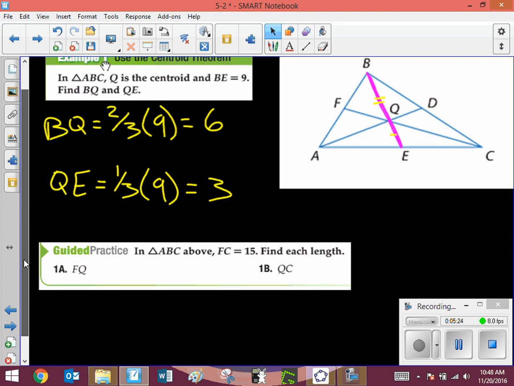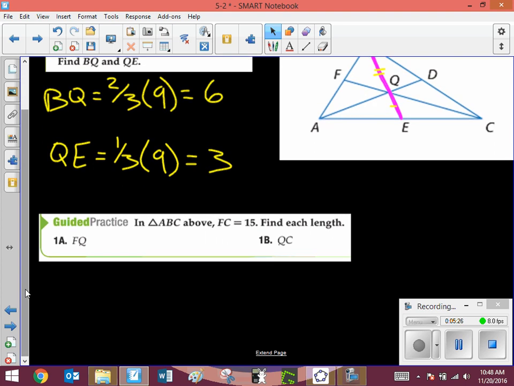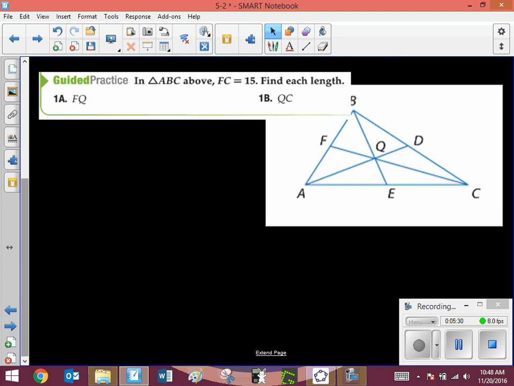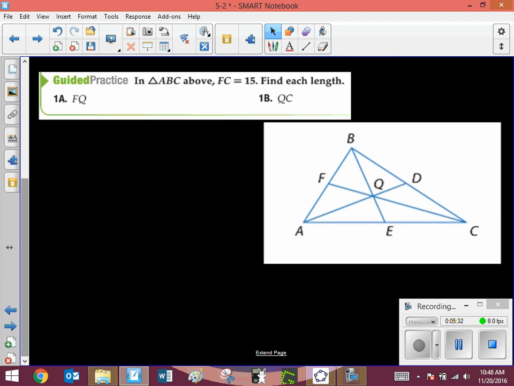Alright, I'll do these down here at the bottom with you as well. They're using the same picture. I'll slide my picture down so we can see it better. This time it says FC is 15. So I'm going to find FC. Here it is right there. That is 15. And it wants me to find FQ, which is right here, and it wants me to find QC, which is right there.